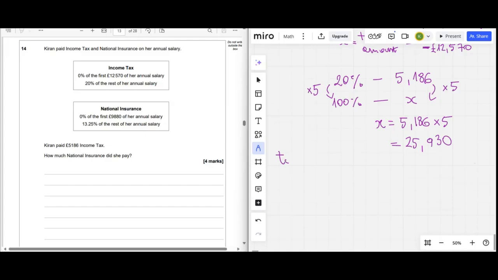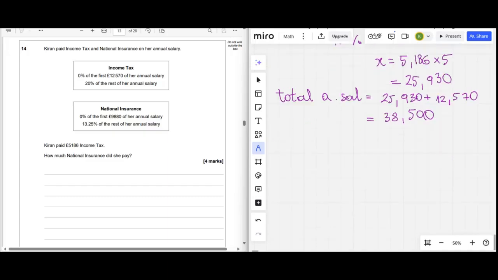Now our total annual salary will be that taxable amount plus the tax-free amount, 12,570. Okay? So that's 38,500.